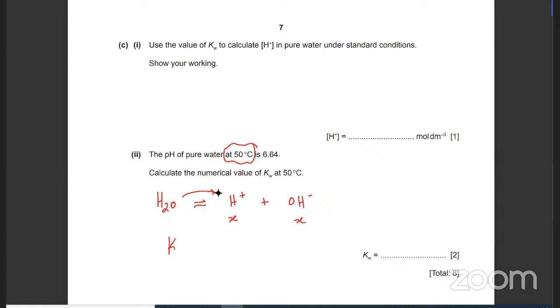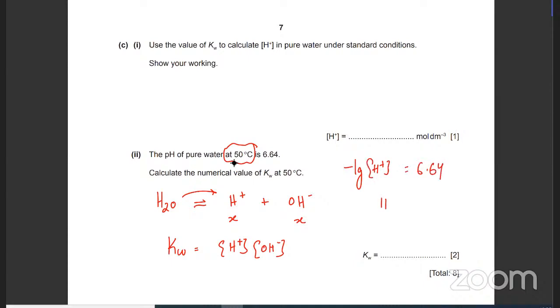So what is Kw? Kw is the equilibrium constant for this reaction. So it's H+ concentration multiplied by OH ion concentration divided by the reactant concentration. The reactant is water, that's in large excess, so that is taken as a constant. So you don't write the concentration of water. Now the pH is known. So we know what X is actually. pH is minus log of H+, and that value is 6.64, right?